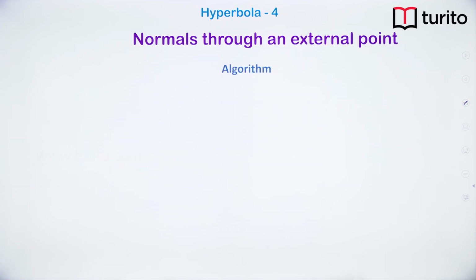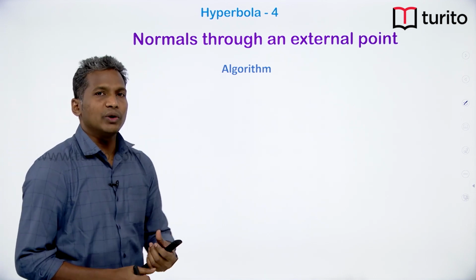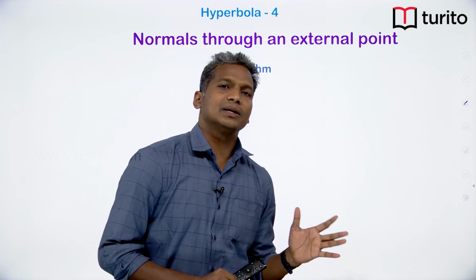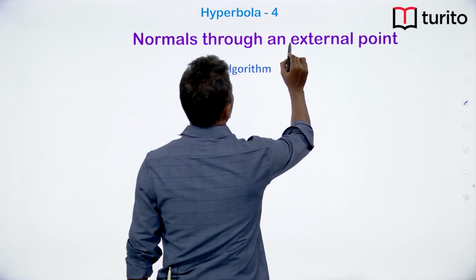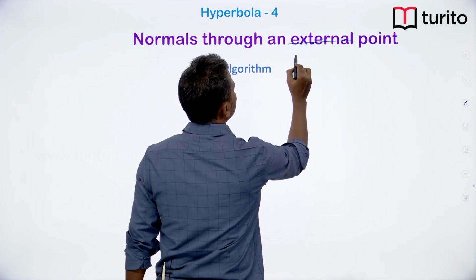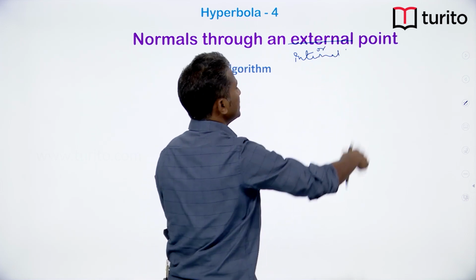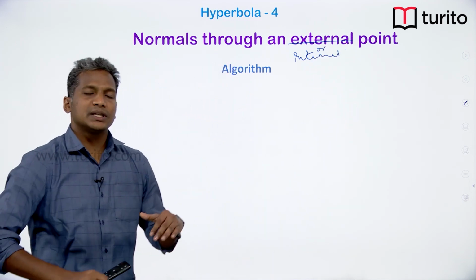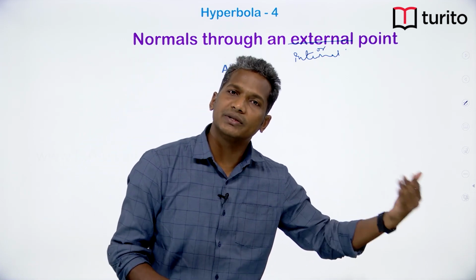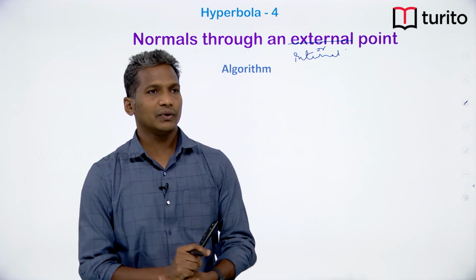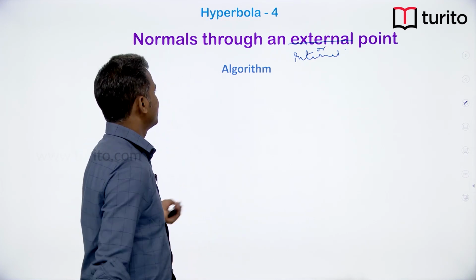So, the next concept is normals through an external point. Through any external point, what is the best way to find the normals? Not just an external point, we can also find it through an internal point also. It can be any point, because normals are possible through points which are interior to the curve and for points which are exterior to the curve also. So how do we do that?